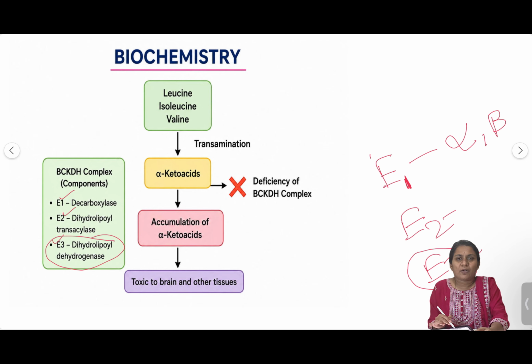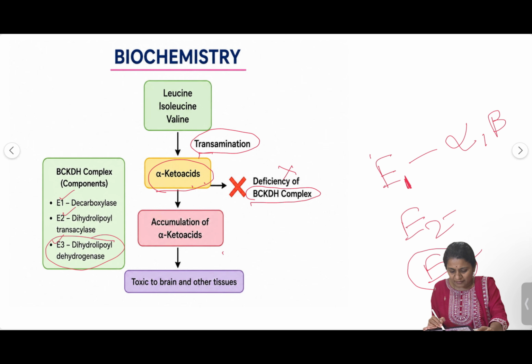So the same thing what I have explained is, first step is what? Leucine, isoleucine, valine, transamination is happening. They are converted into alpha keto acids. Then these alpha keto acids, with the help of this enzyme, are further degraded. Because this enzyme is absent, leucine, isoleucine and valine are accumulated in the body, which are toxic.